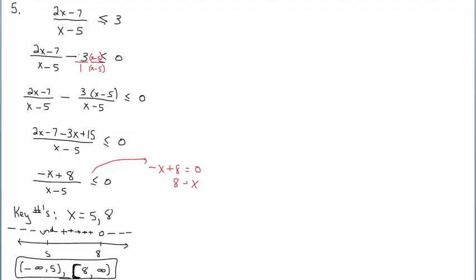Let's try 8 in here. If I plug in 8, I'm going to get 0 over 3, which is 0, and 0 is certainly less than or equal to 0. It's equal to 0. So we want to make that adjustment here. Now the 5, it's still going to be a parenthesis because you get undefined. Okay, so that's solving rational inequalities.